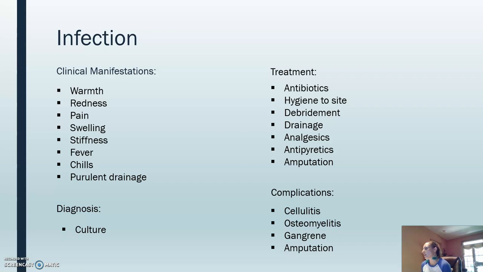And then if we can't control the infection, we may have to amputate. Especially if they've got those underlying conditions like diabetes, where it's just really hard for us to heal that area. So complications would include cellulitis, osteomyelitis, that gangrene, and then hopefully not amputation.